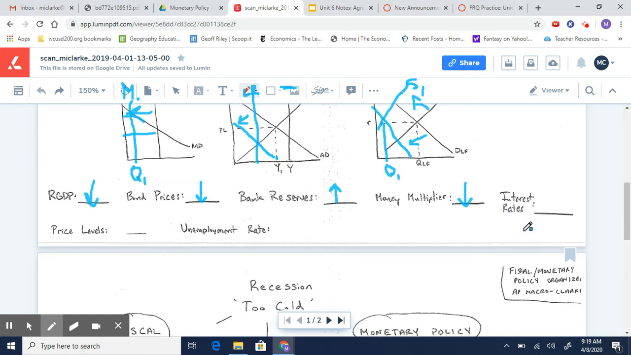One way to think of that, if the reserve requirement was 10% and was raised to 20%, think of your money multiplier formula. 1 over 0.10 is 10, and 1 over 0.20 would be 5. Okay, so it's validated right there. Interest rates would rise. Price levels would fall, as evidenced in this graph.